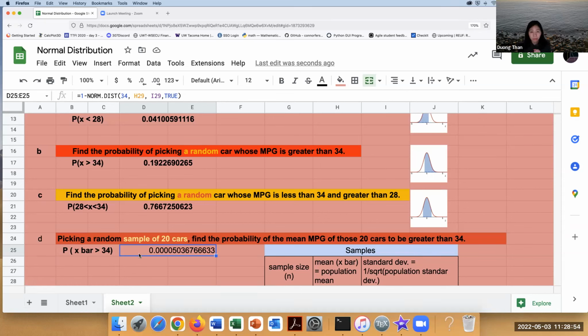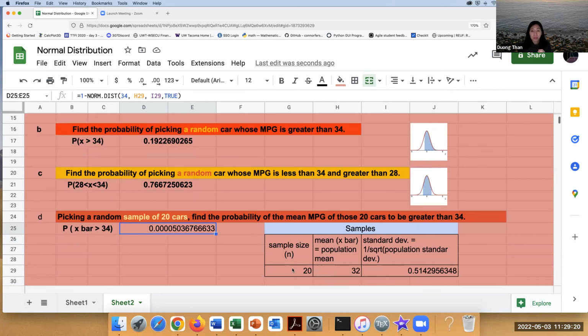Compared to that, if you pick a random car, then 20% of the time you can have a car whose MPG is greater than 34. But if you pick a sample of 20 cars, then the probability is much lower, very close to 0. The reason is when you pick samples of a certain size, the standard deviation decreases a lot because you divide by the square root of the sample size.